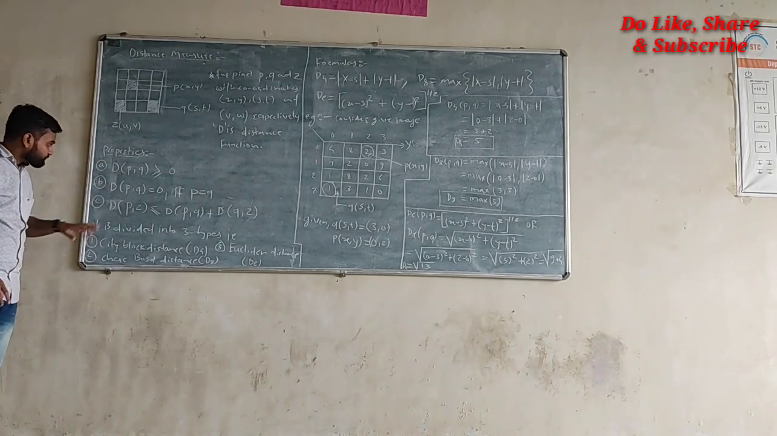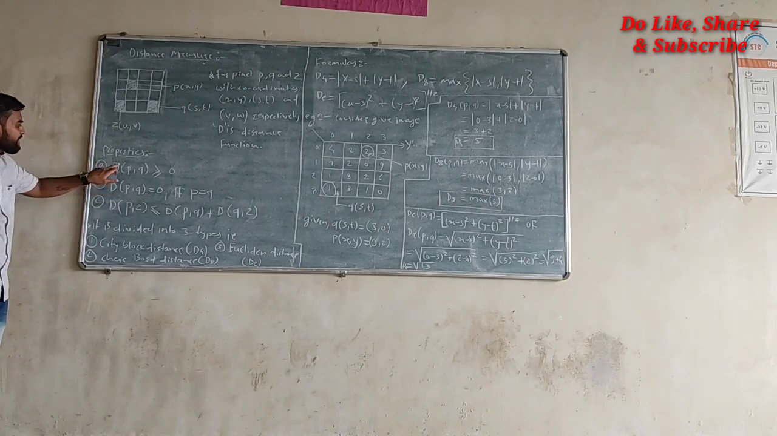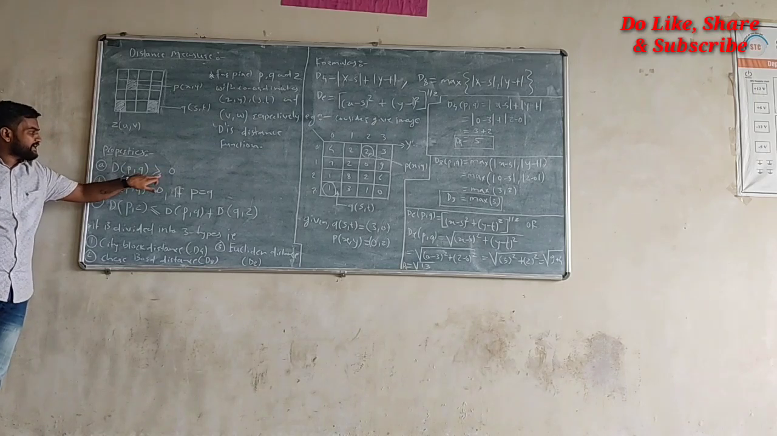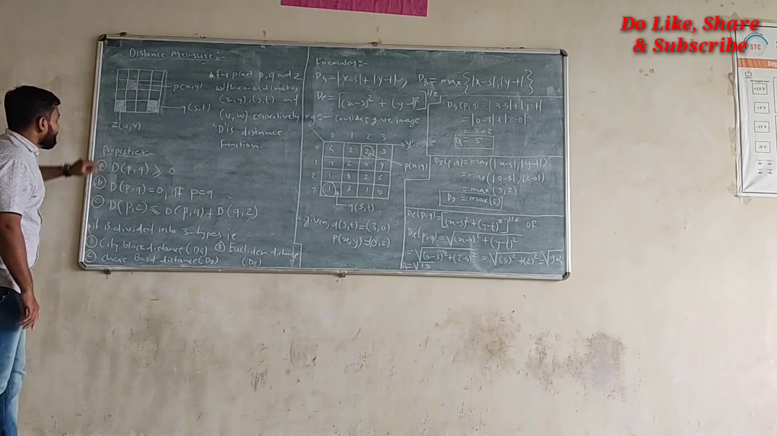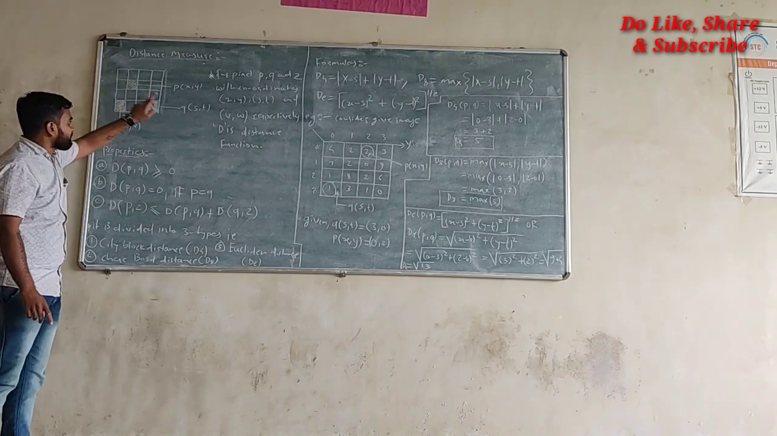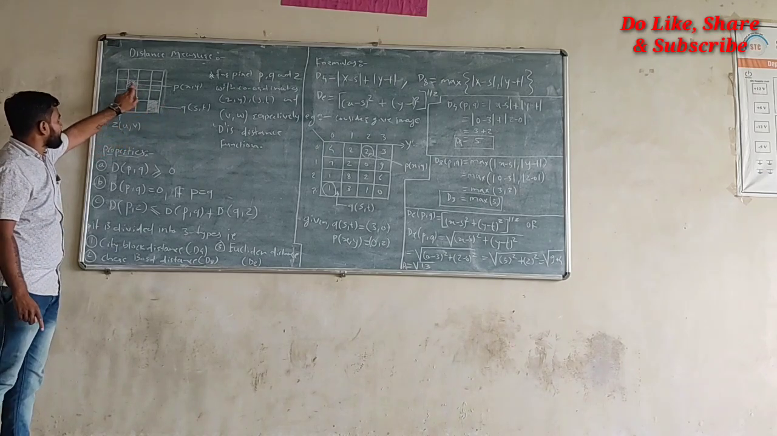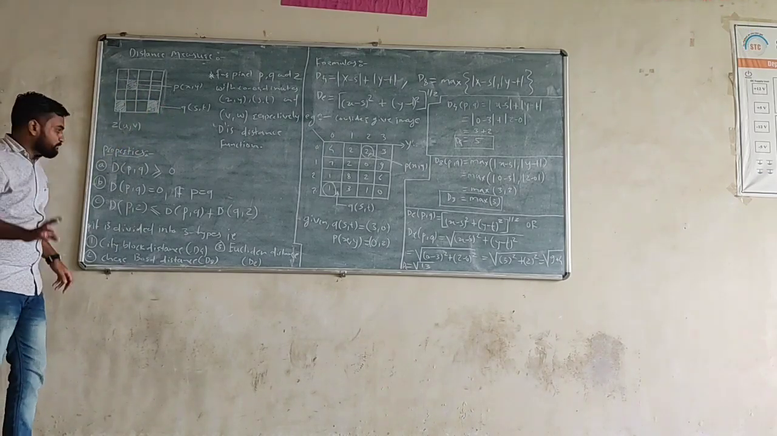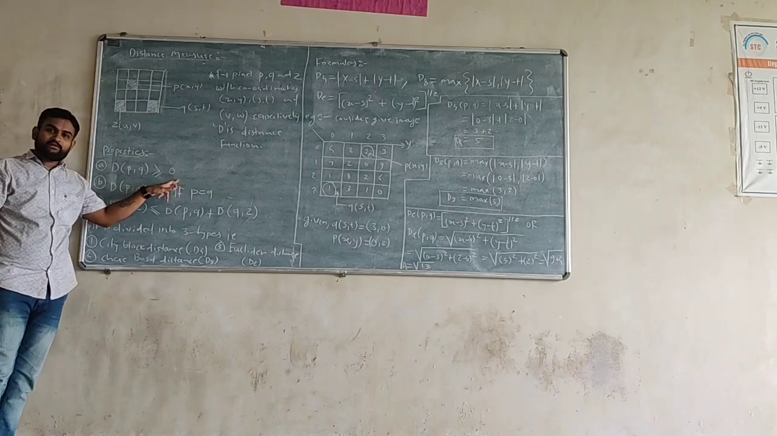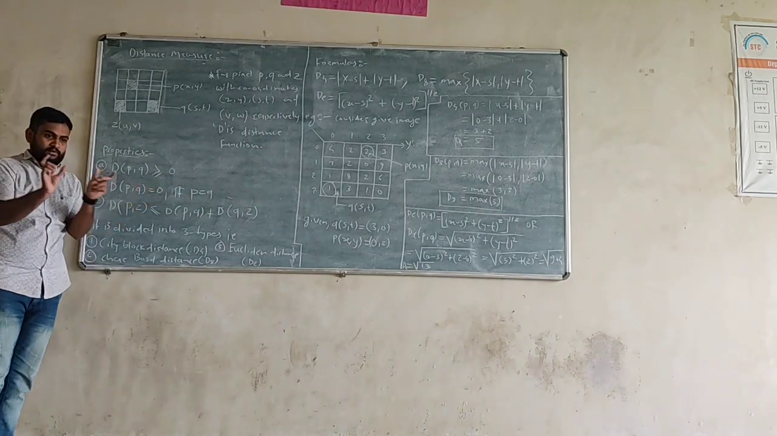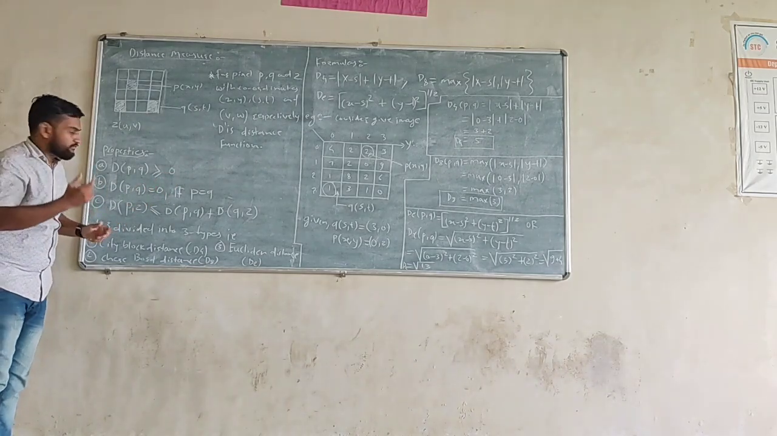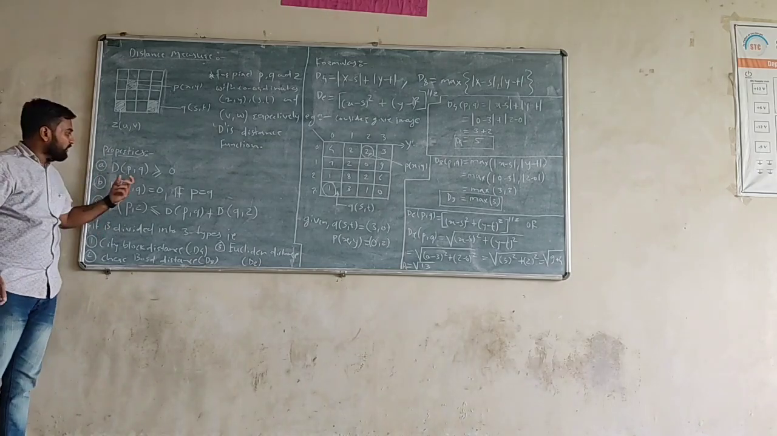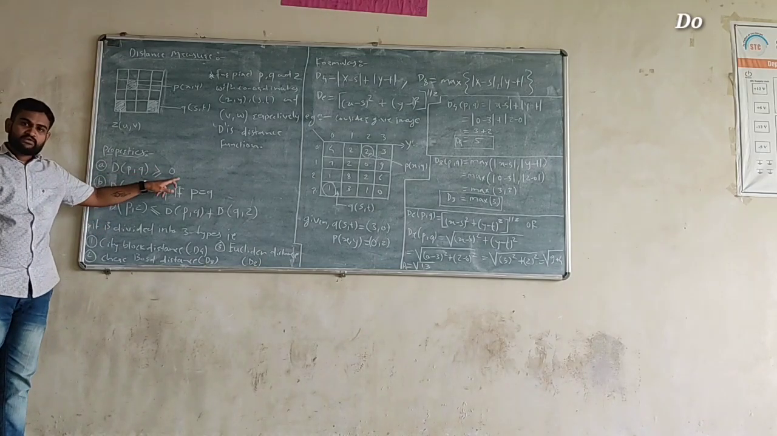Property number 1: the distance between P and Q is always greater than or equal to 0. What does it mean? This is our P and this is our Q. So the distance between P and Q always needs to be greater than or equal to 0.